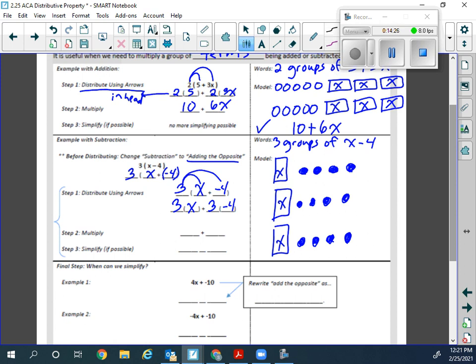So 3 times x is 3x. 3 times negative 4 is negative 12. That's right. Now when it says to simplify, what do you think they're wanting me to do here? How could we change this to another step? There's no simpler way to write that? There is. You can simplify by 3.